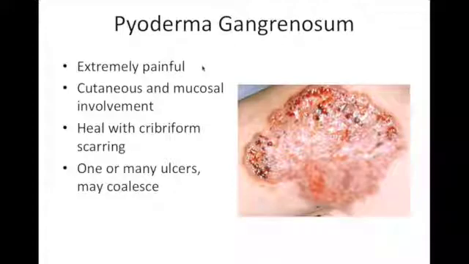These tend to be extremely painful. Cutaneous and mucosal involvement has been described. They heal with cribriform scars, as you can see over here on the bottom right, at approximately 4 or 5 o'clock on this ulcer. You may have one or many ulcers, and some of them may coalesce.